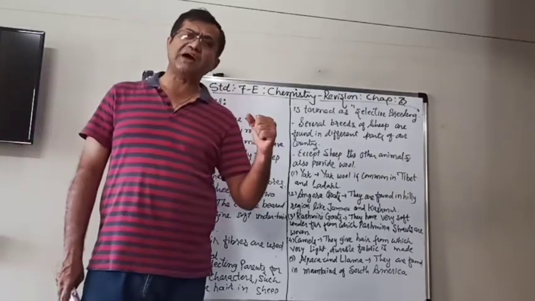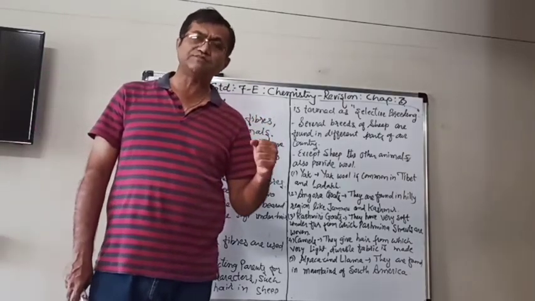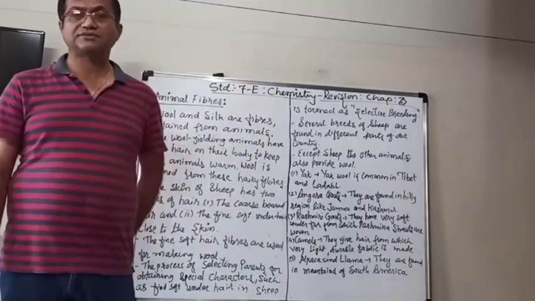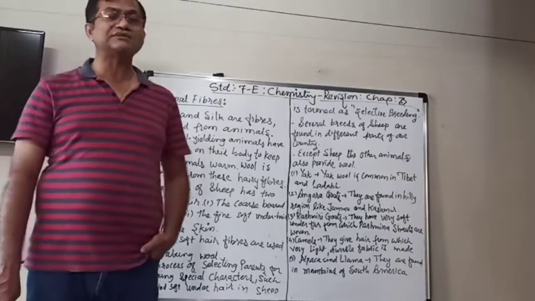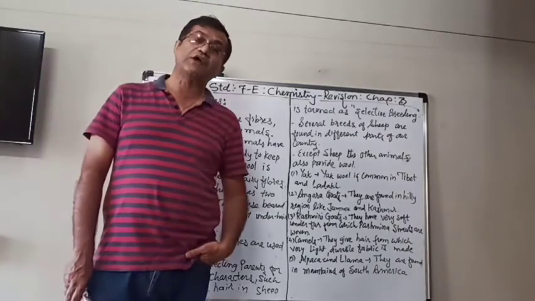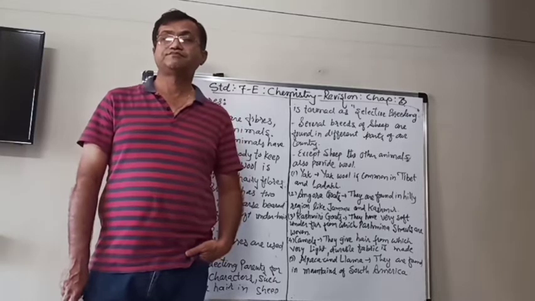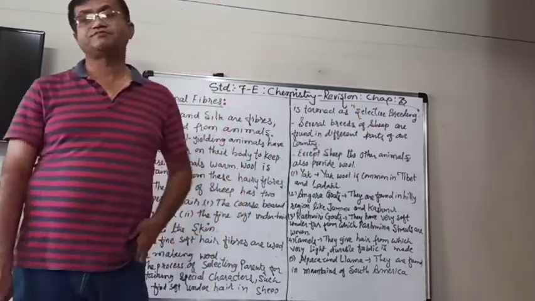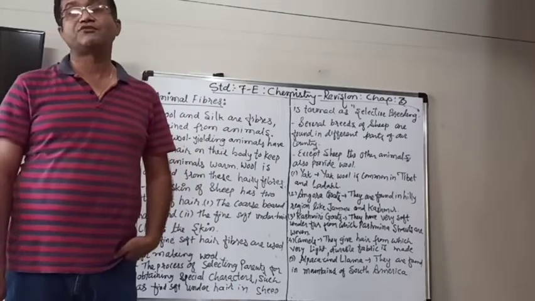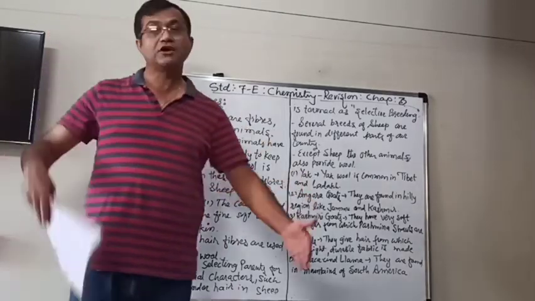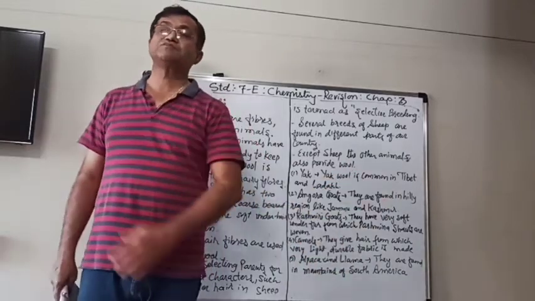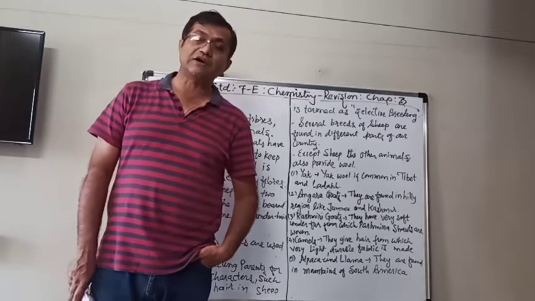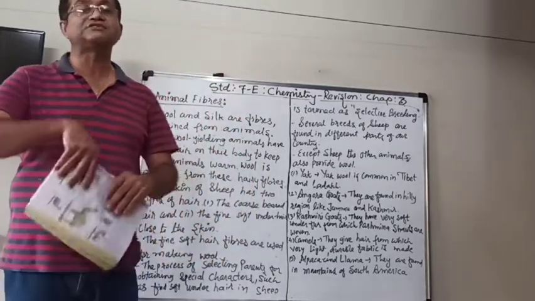Now in this chapter we are going to learn about some animal fibers, means the fibers which are obtained from animals, and then from that fiber the step by step production of fabrics, means from fiber to fabrics, how the journey of that fiber is there. We are going to learn about these things today.